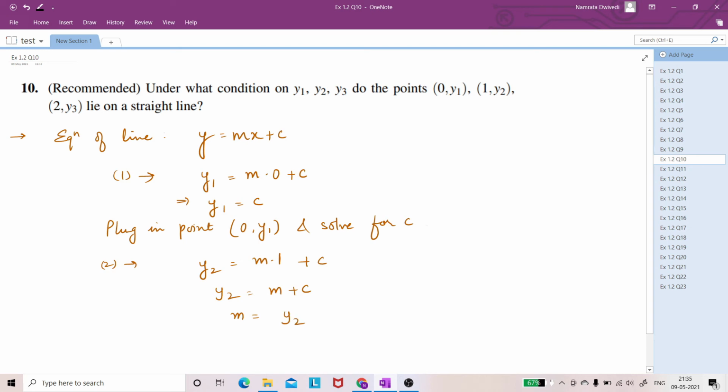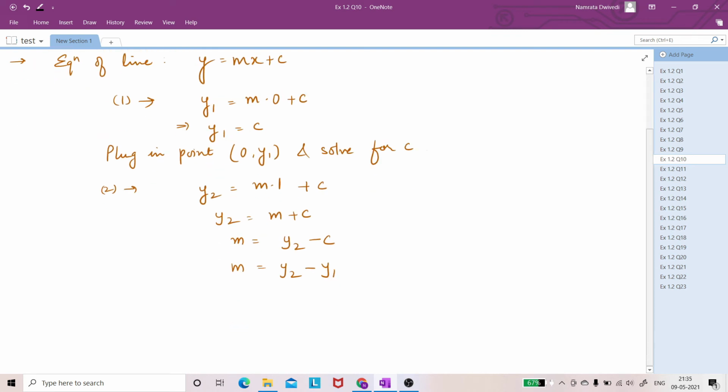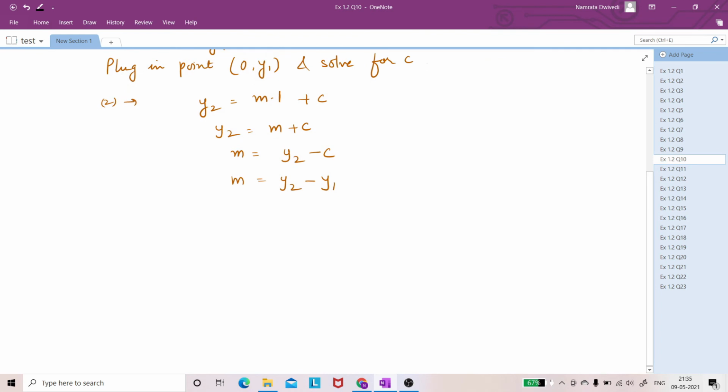Y2 minus c. Yes, and c is y1. Yes, from 1. Okay, so we have got, okay, now we'll plug this point. So therefore plug in point 1 comma y2 to get equation for m.